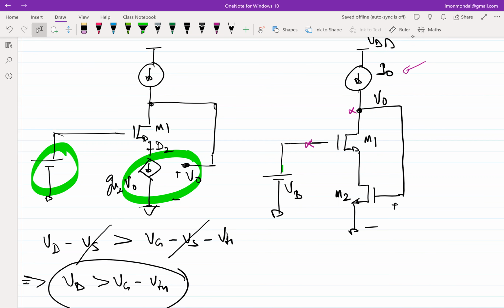Okay, so now since the source is grounded, what is your V0? Your V0 will be the threshold voltage of this plus the square root of 2 I0 by mu Cox W over L, right? And this W over L is of M2, right? So now we have two transistors.